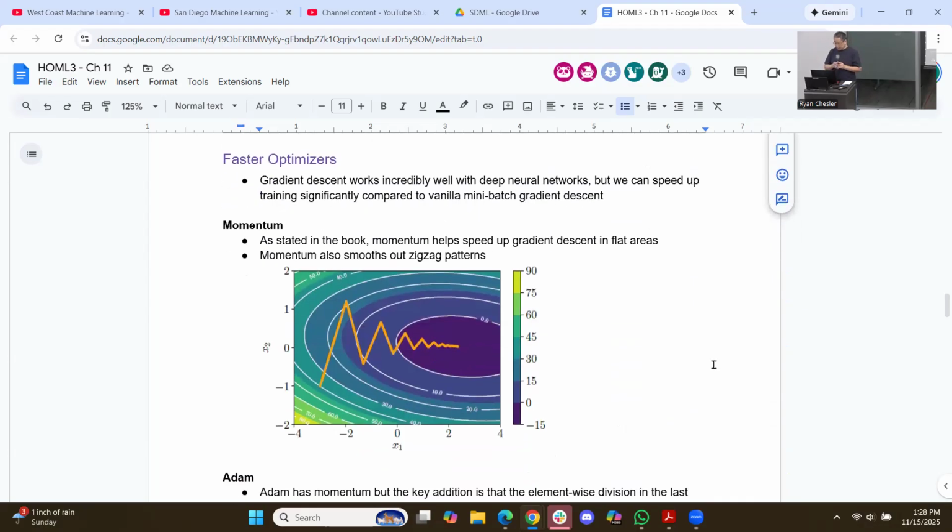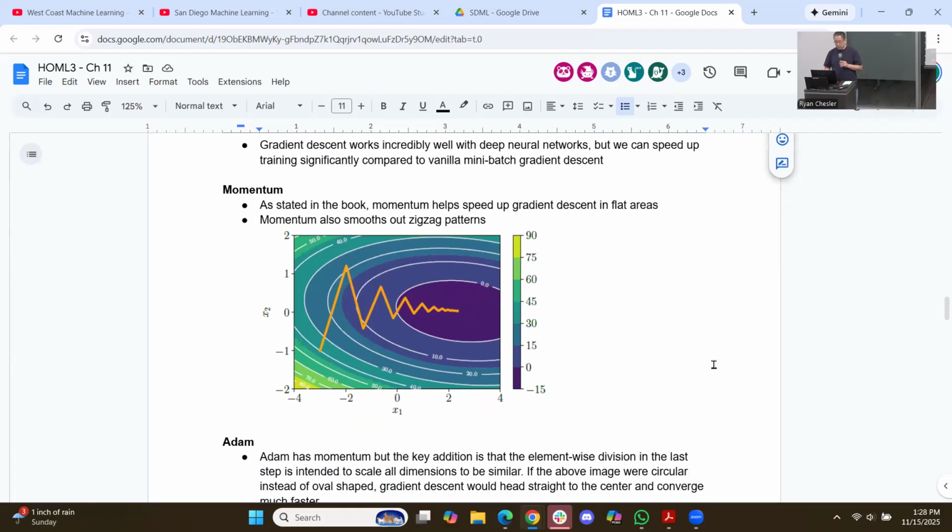The next section is optimizers. We're running short on time. I don't think it's super important to know the math. If you're interested, it's a cool thing. But basically the idea is that gradient descent works really well with neural networks, but it can be slow. So what are some of the tricks?